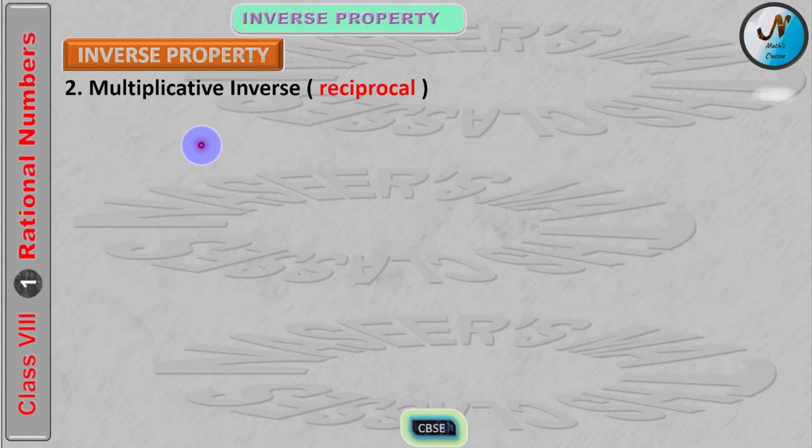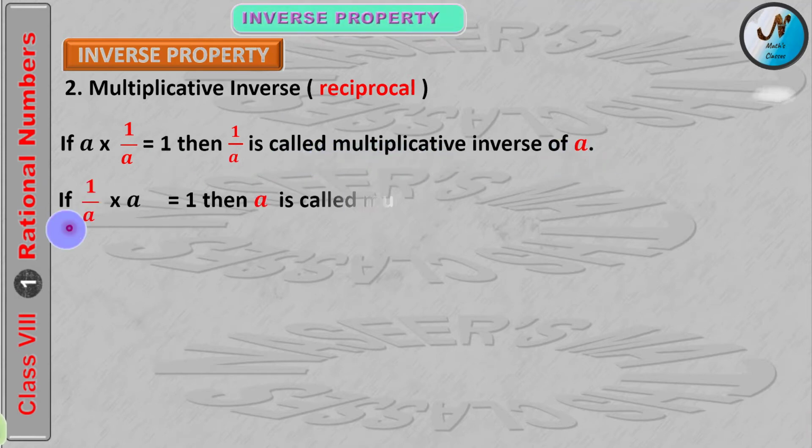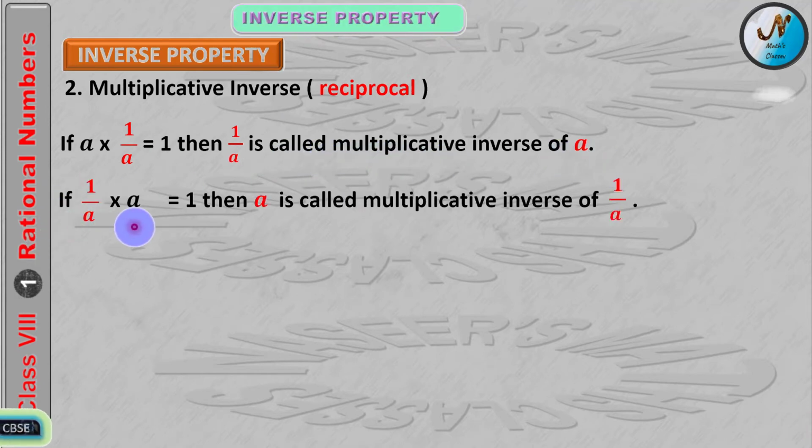So next, the second one is the multiplicative inverse property. It is also known as the reciprocal of a given number. It states that if a into 1 by a is equal to 1, then 1 by a is called the multiplicative inverse of a. And if we multiply 1 by a with a, then we get 1. Then a is called the multiplicative inverse of 1 by a. So here 1 by a is the reciprocal of a, and a is the reciprocal of 1 by a. If we multiply a number with its reciprocal, then we get 1.